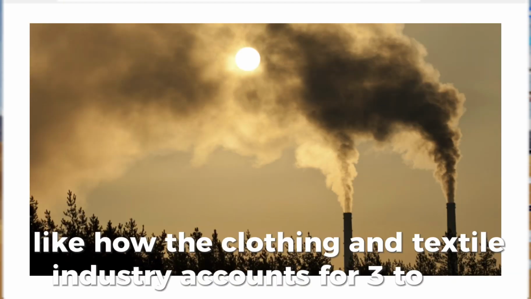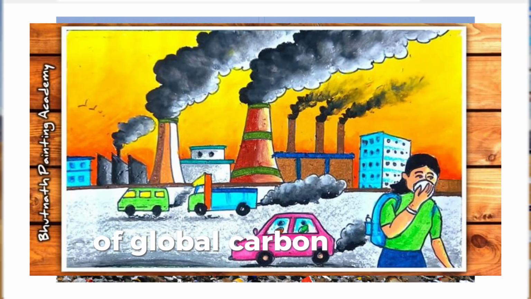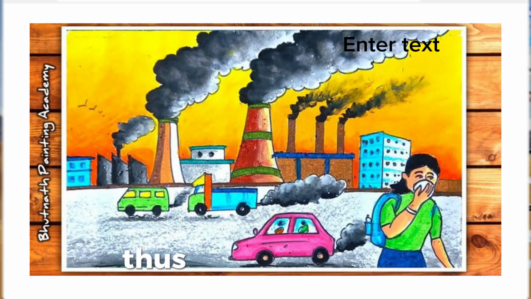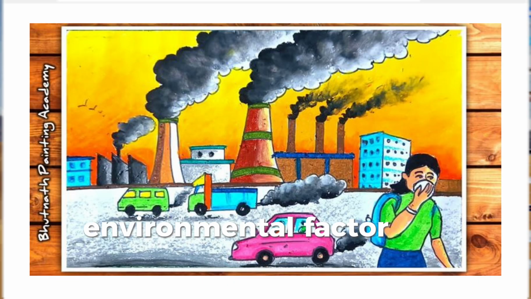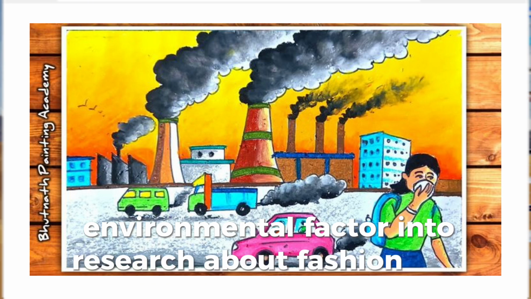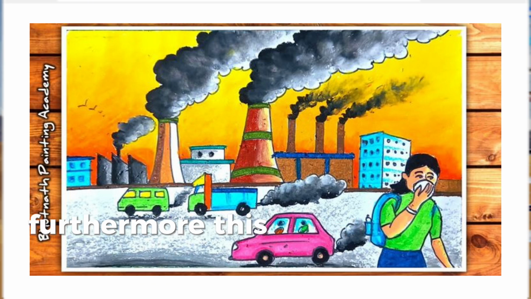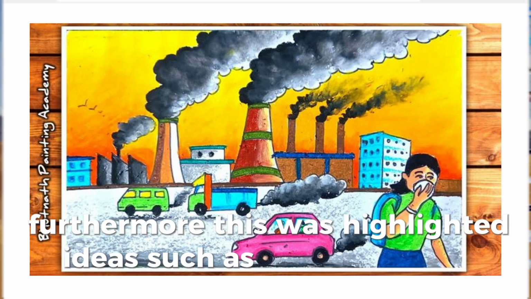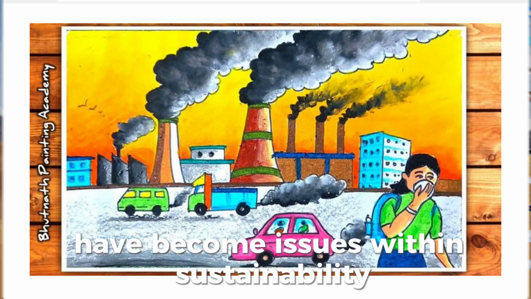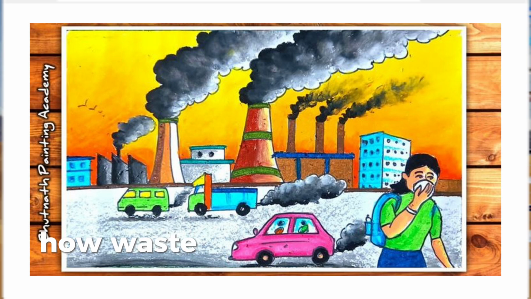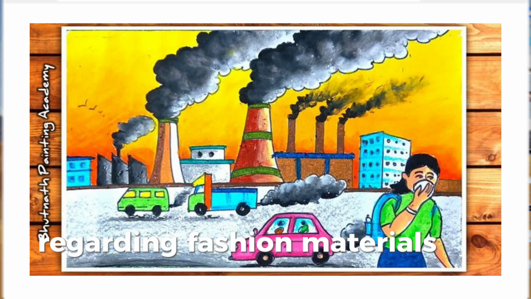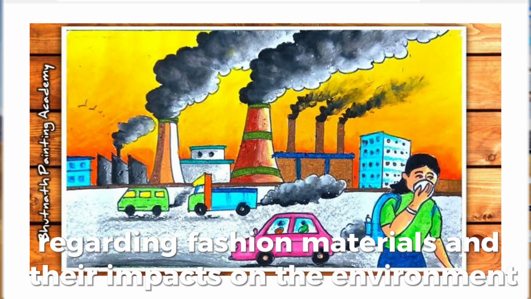This source told me key details like how the clothing and textile industry accounts for 3 to 10% of global carbon dioxide emissions, thus making my first environmental factor in research about fashion and sustainability. Furthermore, this source highlighted ideas such as how particular textiles have become issues within sustainability, how waste has now turned into a resource, and timelines regarding fashion materials and their impacts on the environment.